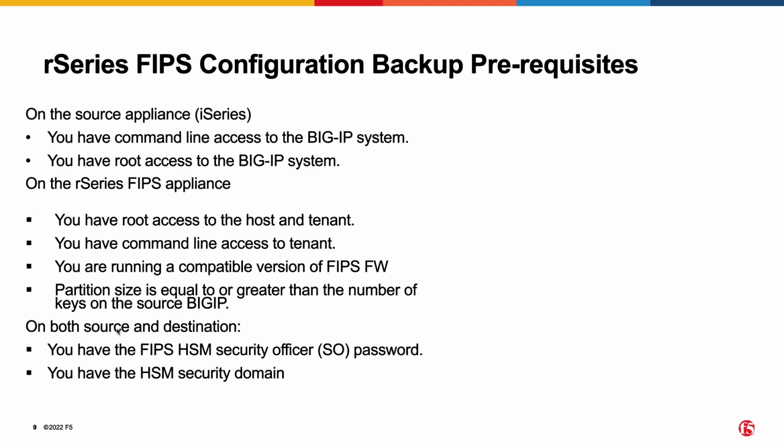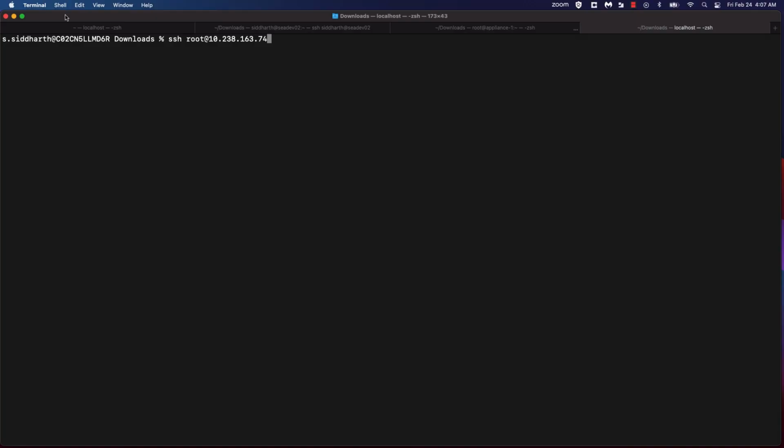Finally, on both the source and destination appliances, ensure that you have the FIPS HSM SO, or security officer, password, and you also know the HSM security domain. You'll also want to ensure that you've initialized the FIPS card in the rSeries tenant.